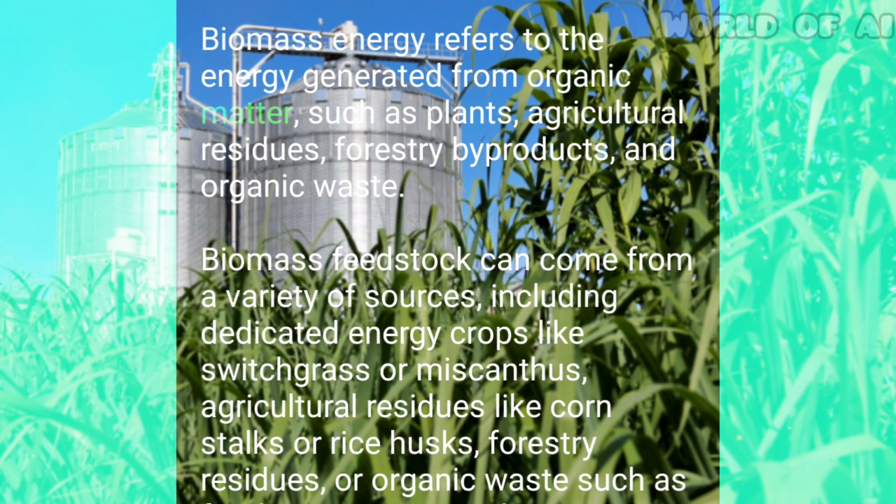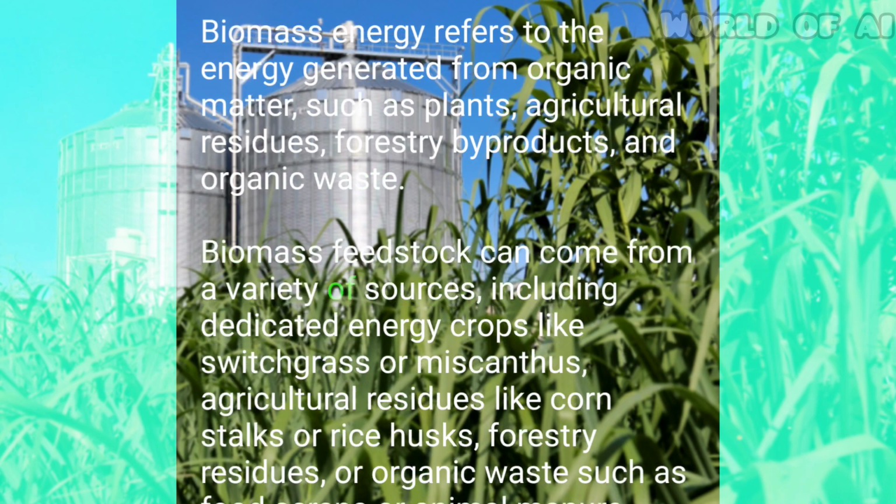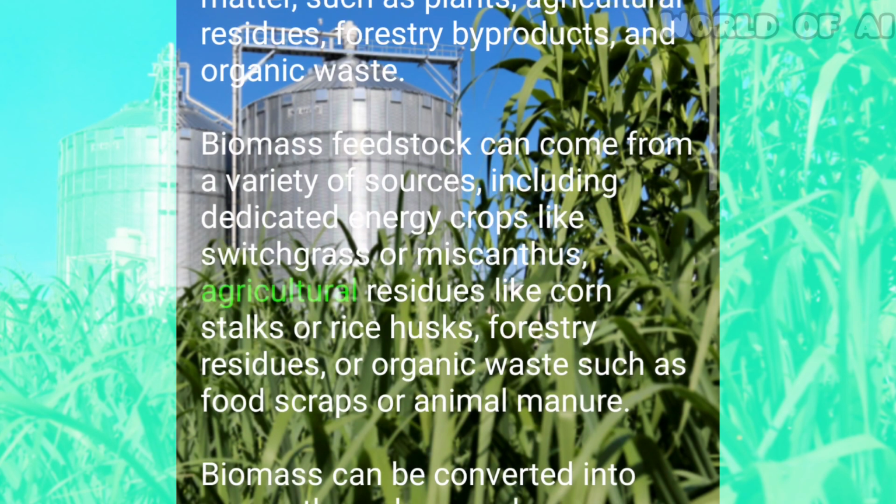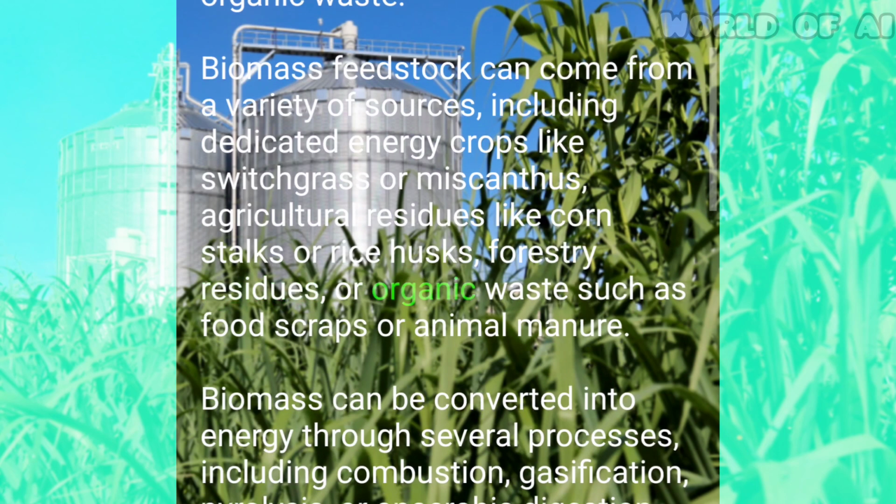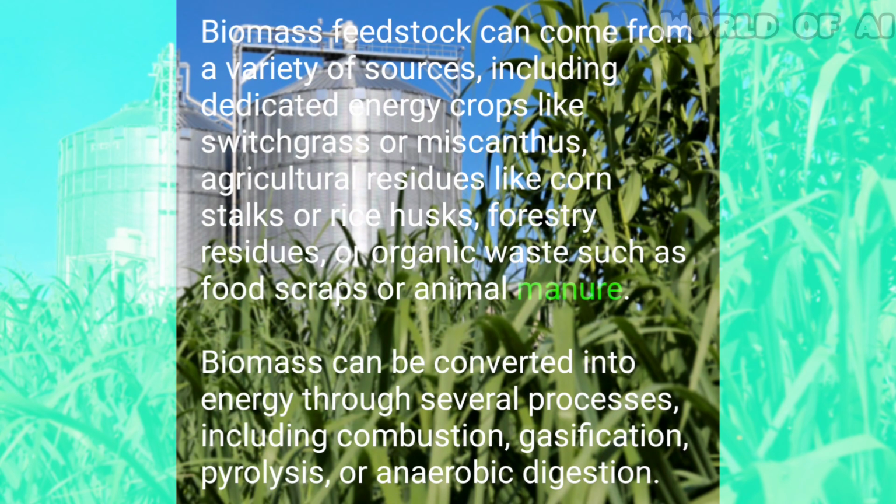Biomass energy refers to the energy generated from organic matter, such as plants, agricultural residues, forestry byproducts, and organic waste. Biomass feedstock can come from a variety of sources, including dedicated energy crops like switchgrass or miscanthus, agricultural residues like corn stalks or rice husks, forestry residues, or organic waste such as food scraps or animal manure.